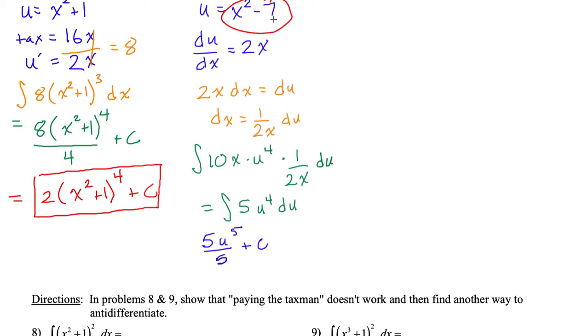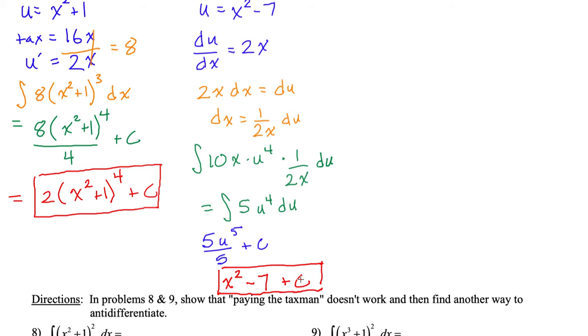U was x squared minus 7, which means this u right here is x squared minus 7. So our final answer is x squared minus 7 plus c. Box it.